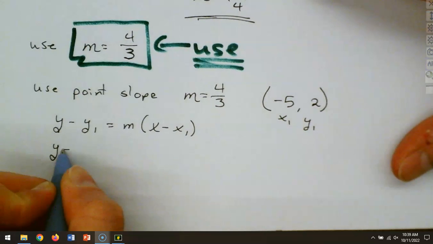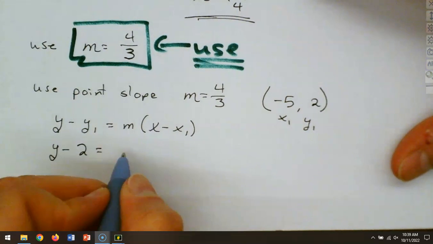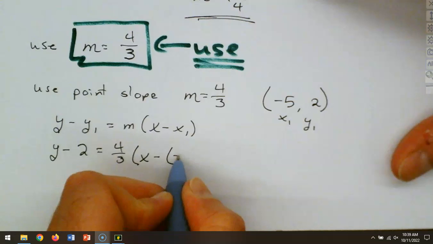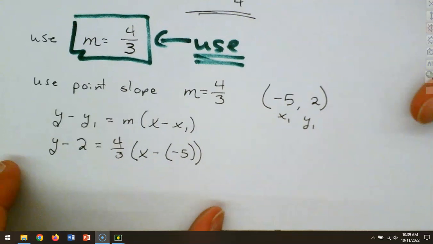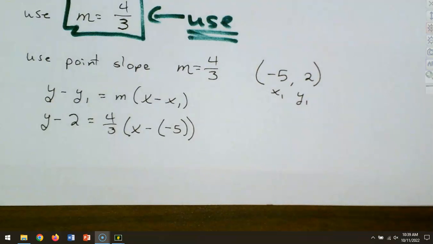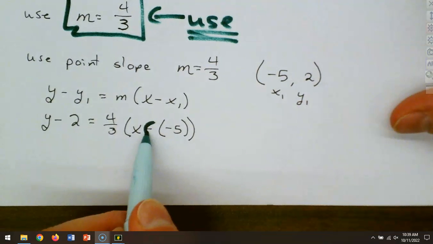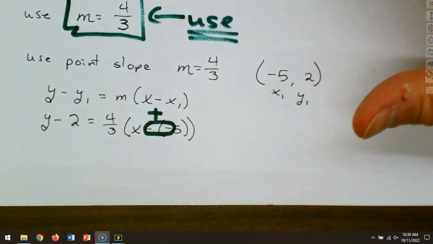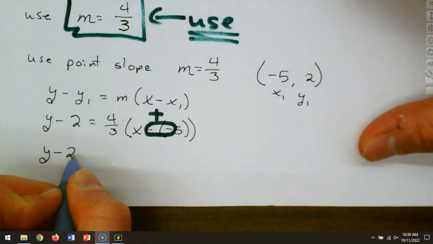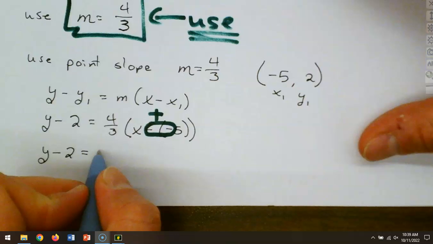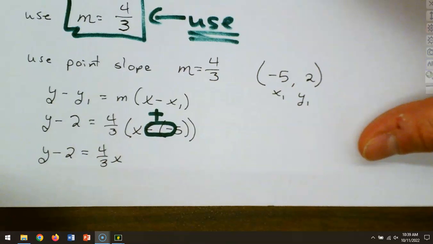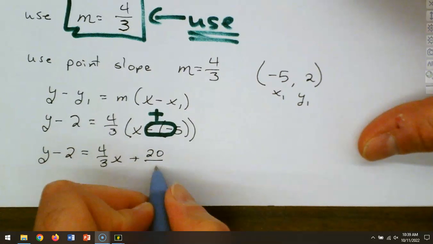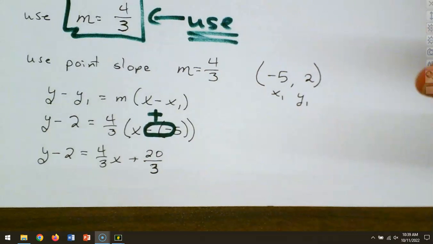So that's going to be y minus 2 equals 4/3 times x minus a minus 5. And watch again out for this double negative. Double negative here. That makes that positive. And so now we've got y minus 2 equals, when we distribute through, 4/3 x. 5 times 4, that's a 20 thirds. And what do we want?